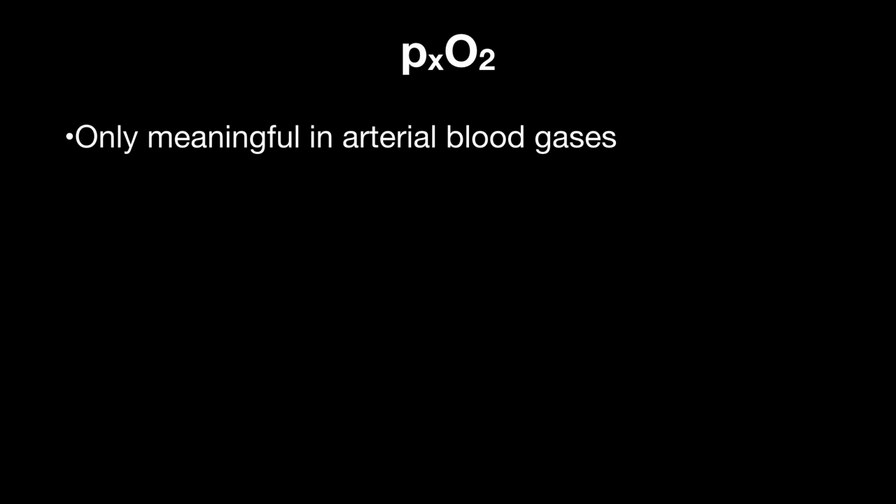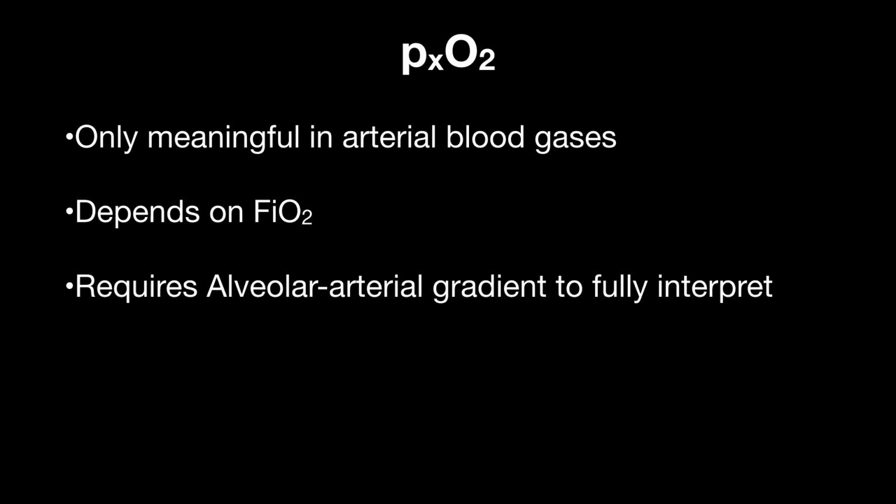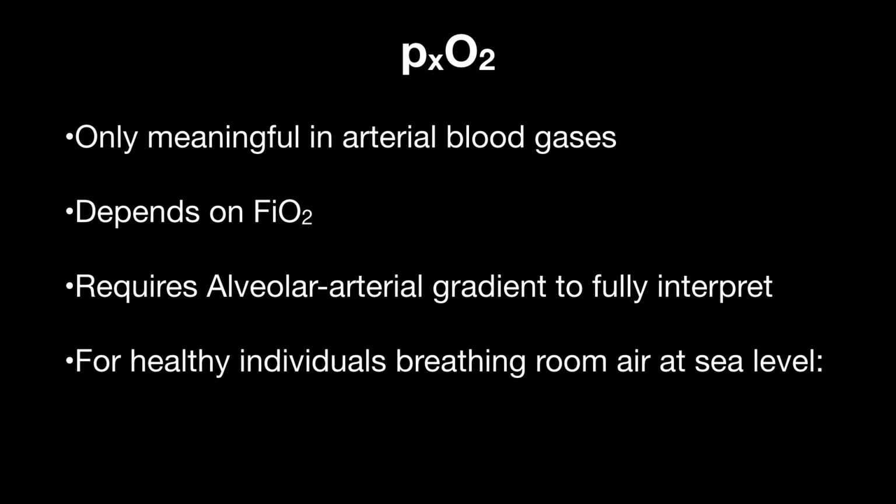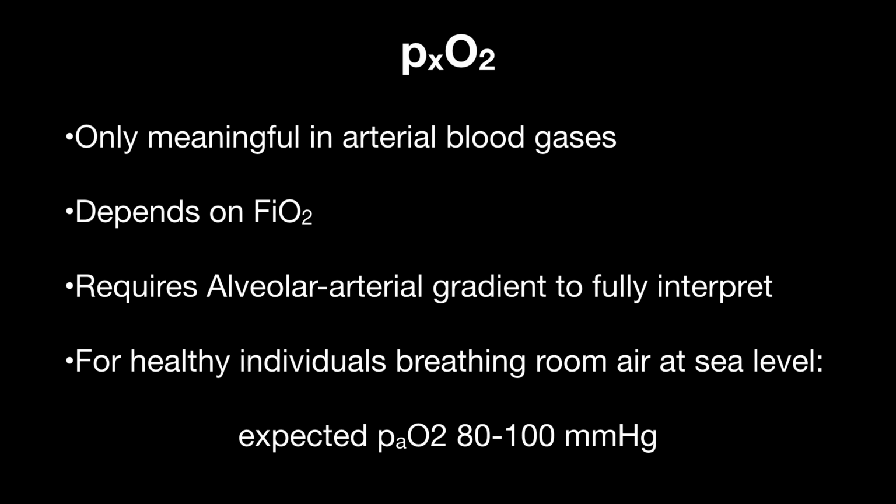It totally depends on the fraction of inspired oxygen, meaning that if you're on room air, your expected PO2 will be very different than if you're on 100% oxygen on a ventilator. In order to interpret the P little AO2, you have to use the alveolar arterial gradient to fully interpret it. And that's beyond what we're going to talk about today. What we can say is that for a healthy individual breathing room air at sea level, the expected P little AO2 is somewhere between 80 and 100 millimeters of mercury.